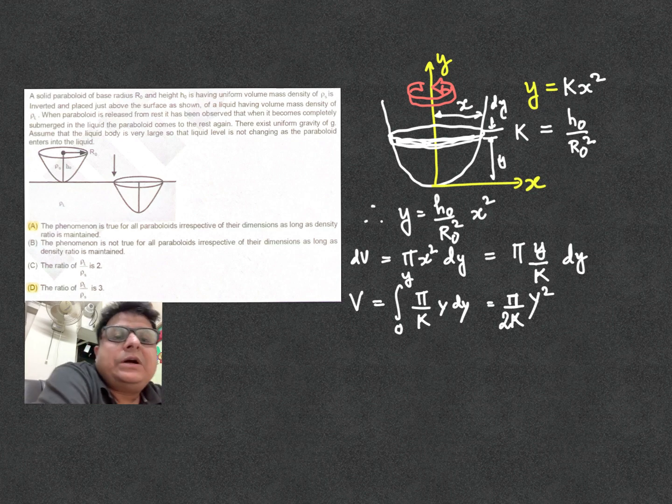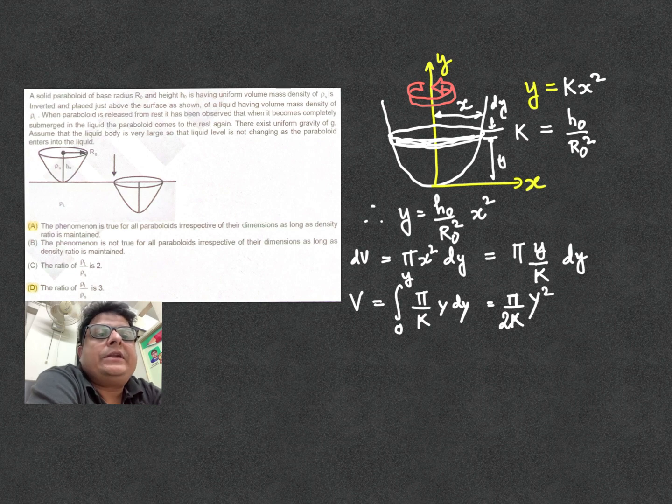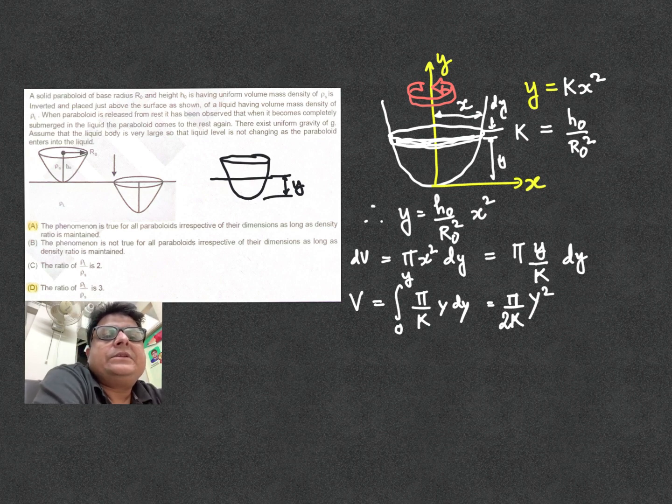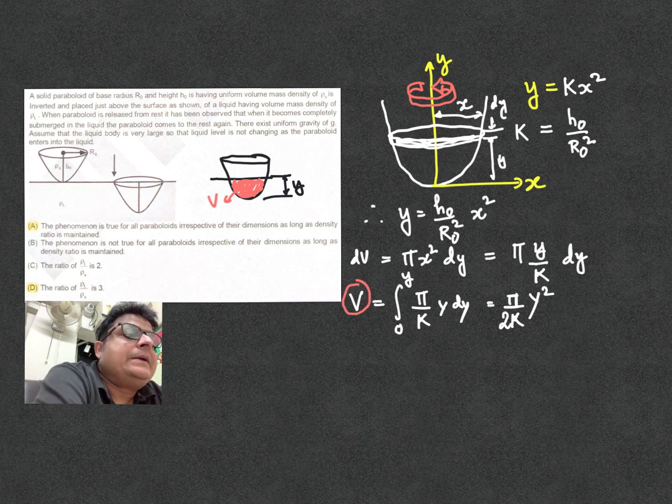So the volume up to height y, and let's make an intermediate diagram like this. It's not fully submerged, say height y is submerged in liquid. That means y is below the free surface of the liquid. So I am talking about this much volume. This much volume I take as v, and this v becomes pi y square by 2k.